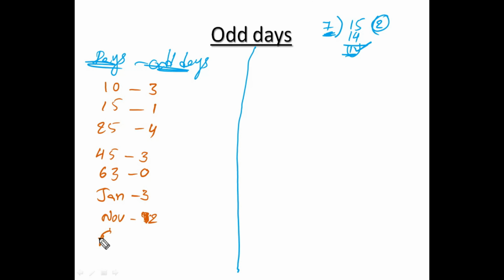Next up, February consists of how many odd days? Here we cannot say, because I didn't mention whether it is a leap year or a non-leap year. If February consists of 28 days, 0 odd days will be there. If it consists of 29 days, 1 will be there. So for a leap February, 1 odd day; for a non-leap February, 0 odd days.